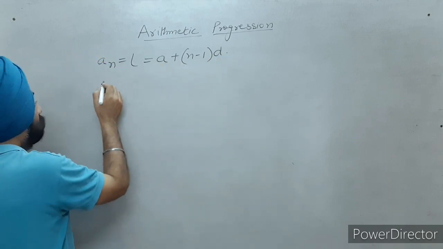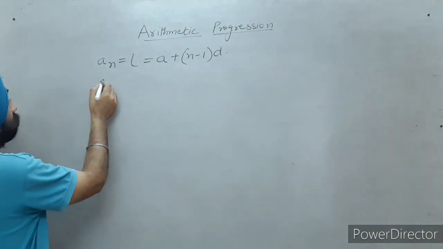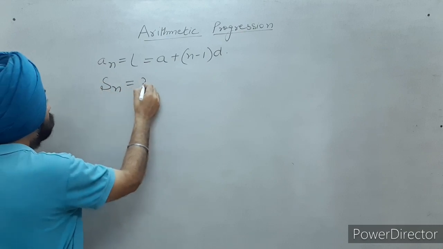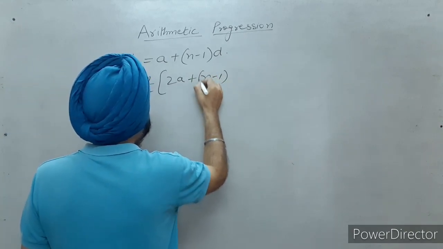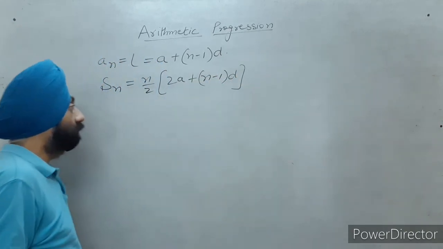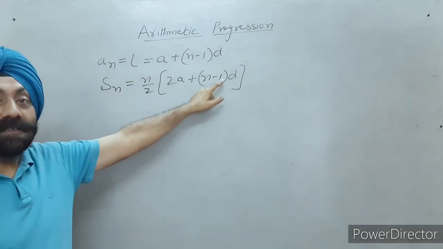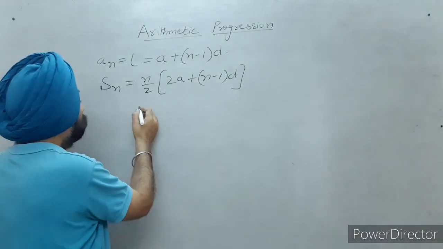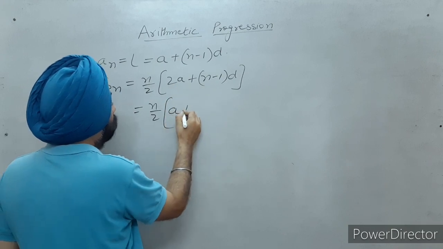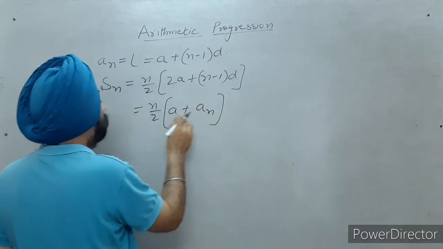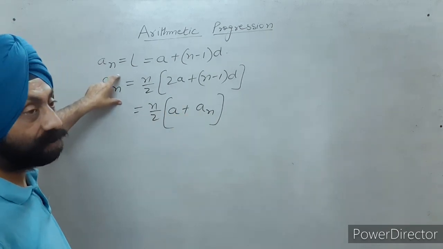Then in the second lecture we discussed how to find the sum of n terms of an AP. Sum of n terms is n by 2 into 2a plus n minus 1 into d. This was modified: we wrote a plus a nth term, that is the last term, so it becomes n by 2 into a plus last term. We did a few questions based on this.